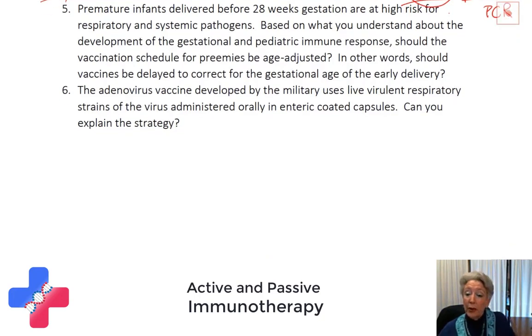Okay, number 5. Premature infants delivered before 28 weeks of gestation are at high risk for respiratory and systemic pathogens. Based on what you understand about the development of the gestational and pediatric immune response, should the vaccination schedule for preemies be age adjusted? In other words, should vaccines be delayed to correct for the gestational age of the early delivery?